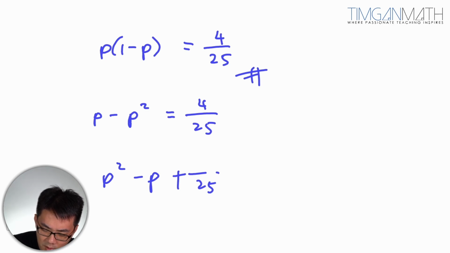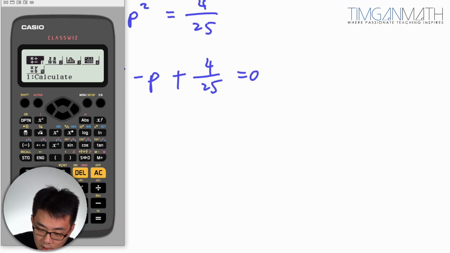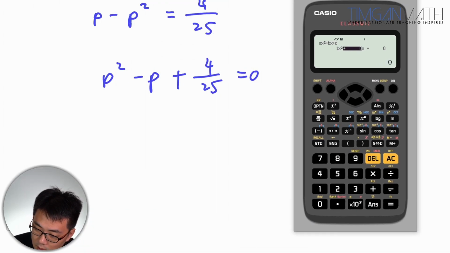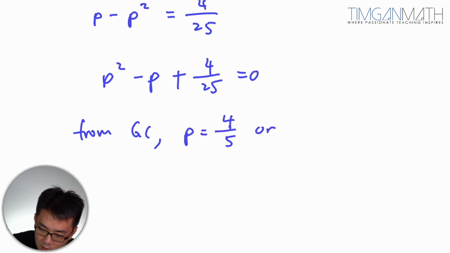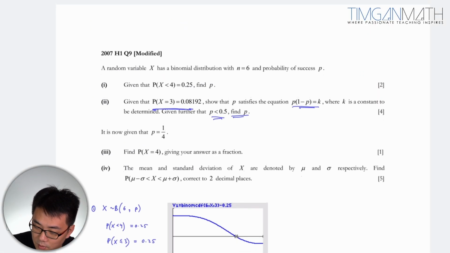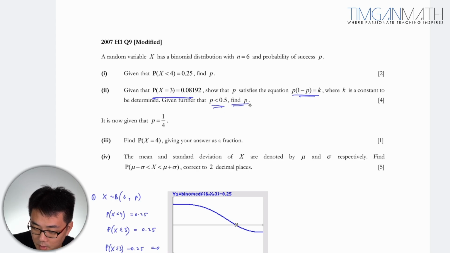Okay, from calculator, just use the calculator to solve a quadratic equation because marks are not given for solving it. In this case we get 5, 2, and basically this is 1, -1, and this will be 4 over 25. 4/5 from GC. P goes to 4/5 or 1/5.